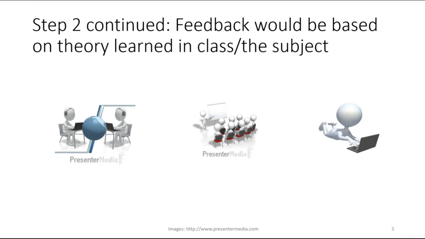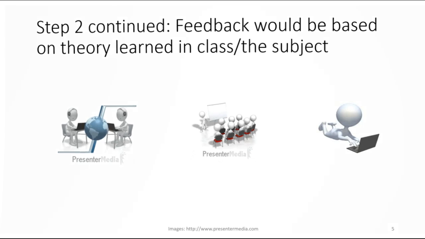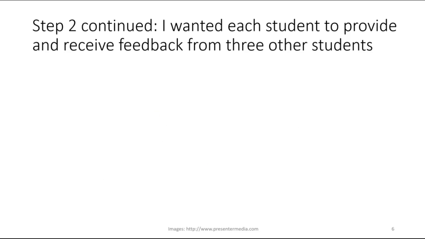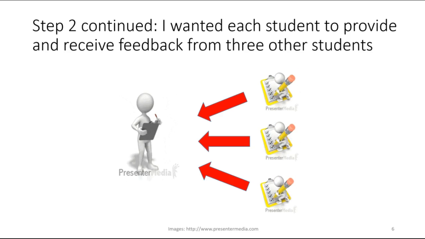The feedback would be based on theory they'd learned in class, through online meetings, through the lectures that I'd provided, and through their independent reading. So each person had the same basic information to work from that they could then use to evaluate the questionnaires they were seeing. I wanted each student to be able to provide feedback to 3 other students based on the questionnaires that they'd developed. And I also wanted students to be able to receive feedback from 3 other students.